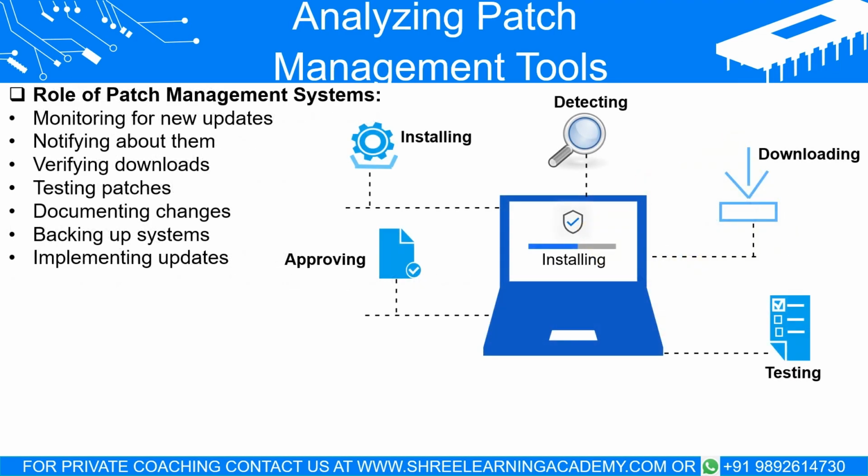This is where patch management tools and systems come into play. Their role is much like a vigilant guard, constantly scanning for new updates from vendors and notifying you about them. The process includes steps such as monitoring vendor websites, signing up for update notification, verifying downloads, testing patches on non-production system, documenting changes, and backing up production system before implementing updates.